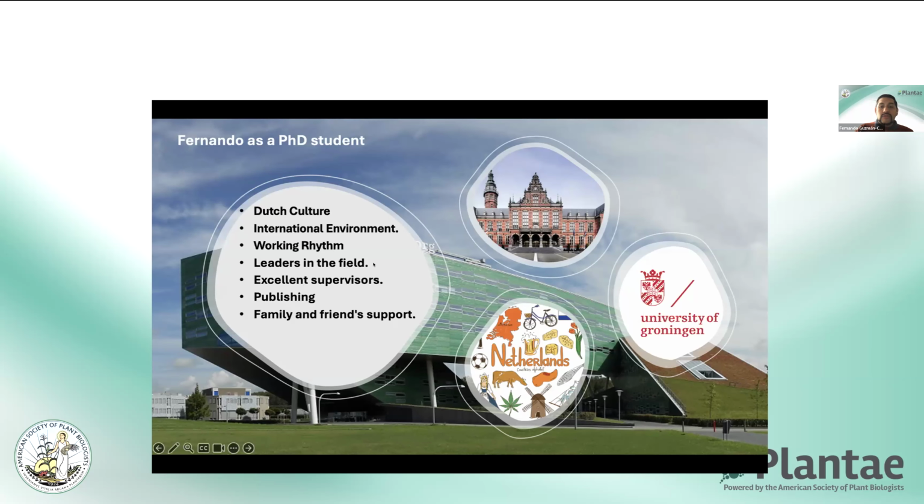Another thing that I liked when I chose these labs, or at least in the Netherlands, is that you can publish your thesis. It is basically made from the collection of your papers or potential papers, which does not happen, at least in Mexico. In Mexico, you have to write a doctoral thesis on one topic.